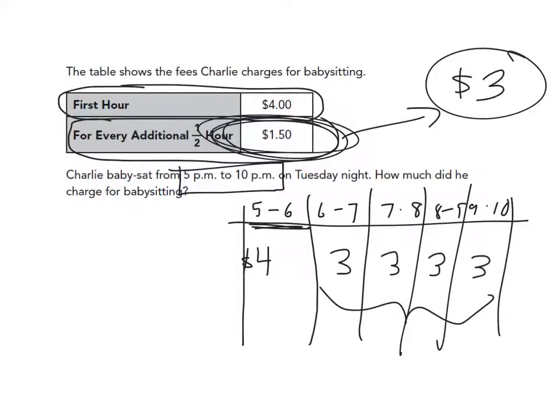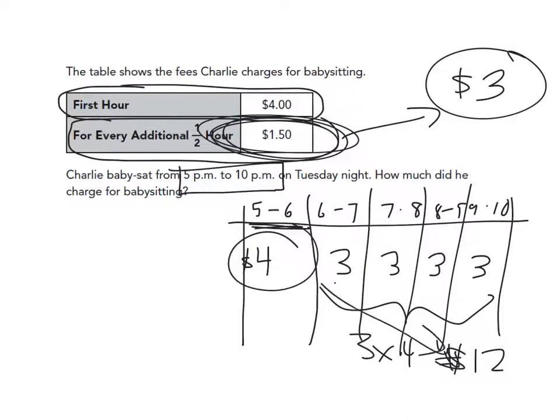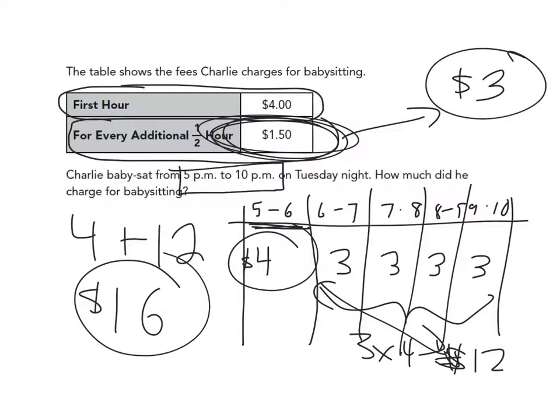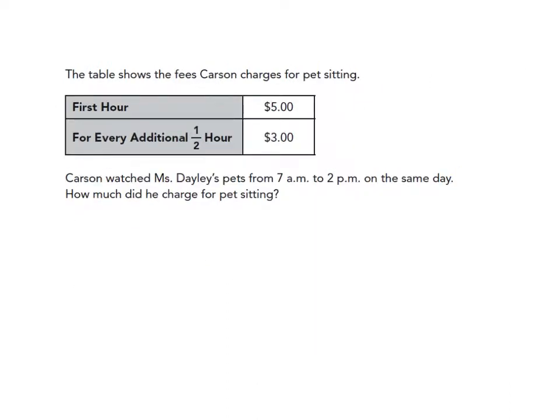This whole lot is 4 times 3, which is $12 for this chunk of time. But I also have this 4 that I started with. So it's $4 for the first hour plus 12 for the next 4 hours. It's going to be a total of $16 for that full time. Try this one. Just make sure you keep track of your time.